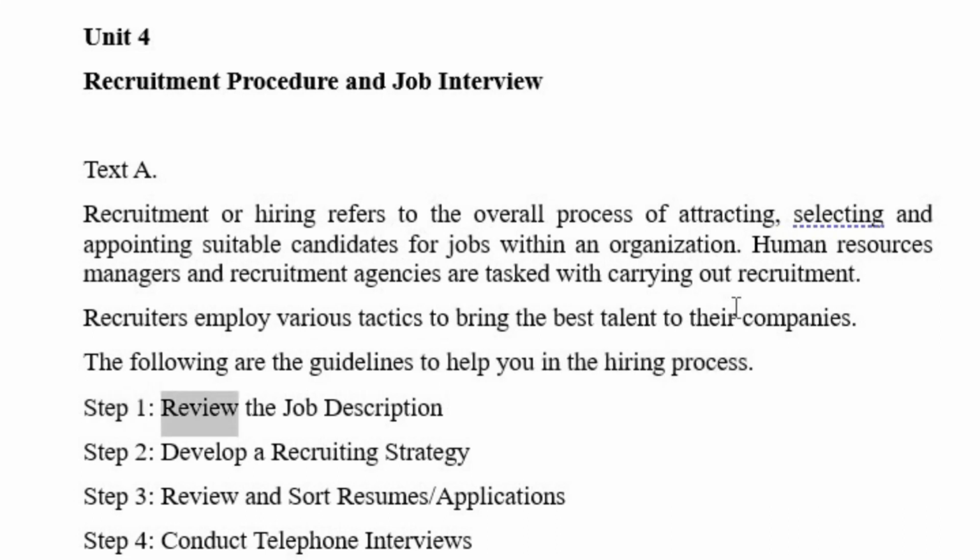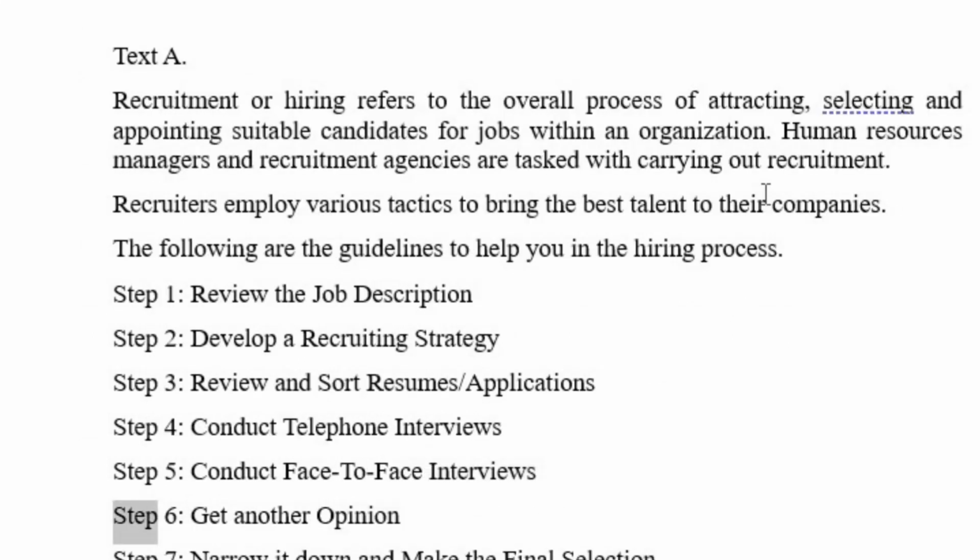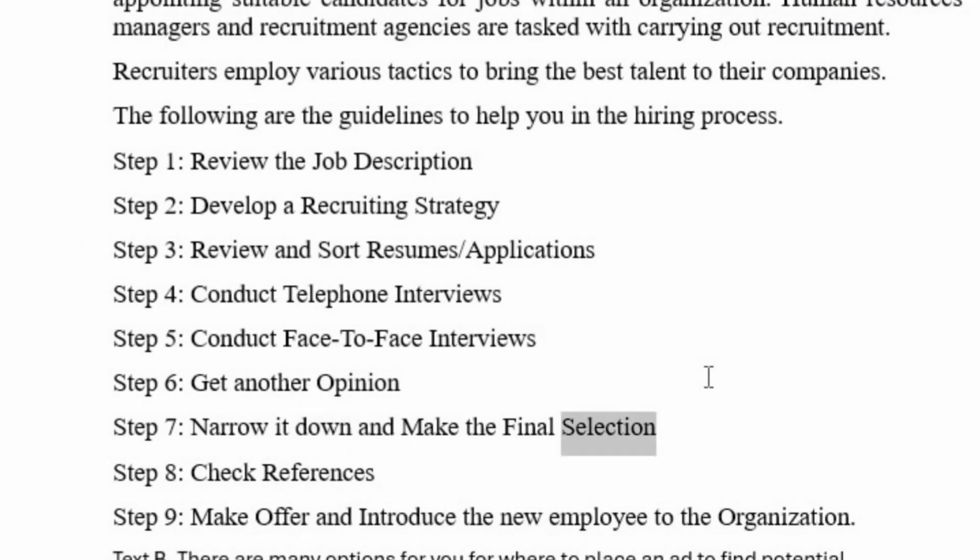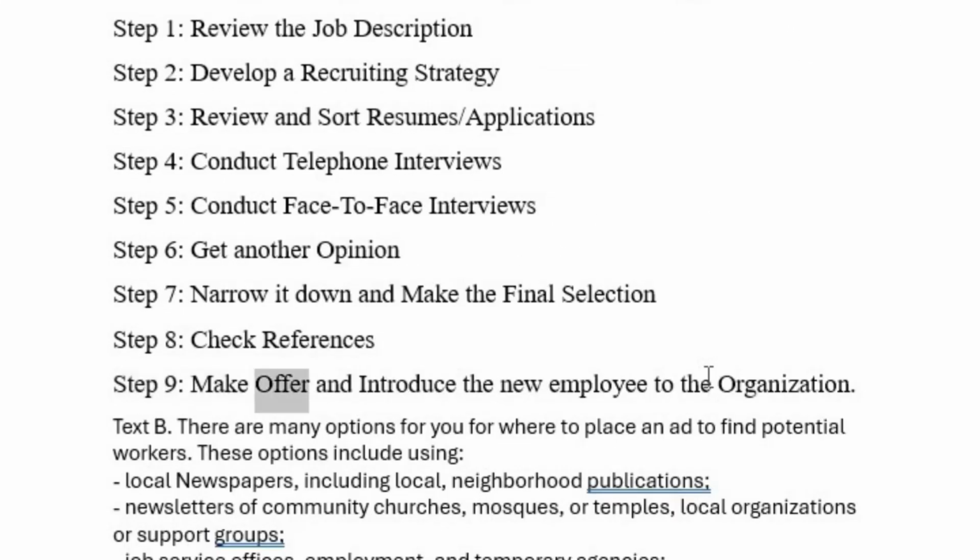Step 1. Review the job description. Step 2. Develop a recruiting strategy. Step 3. Review and sort resumes/applications. Step 4. Conduct telephone interviews. Step 5. Conduct face-to-face interviews. Step 6. Get another opinion. Step 7. Narrow it down and make the final selection. Step 8. Check references. Step 9. Make offer and introduce the new employee to the organization.